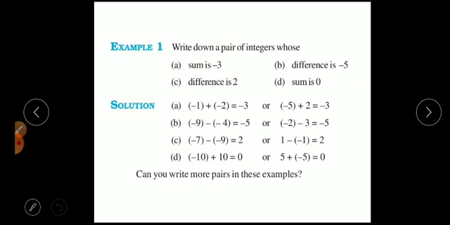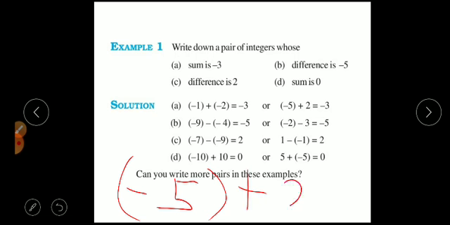Now write down a pair of integers whose sum is -3. आपको ऐसा पेयर बनाना है इंटीजर का जिसका सम क्या होना चाहिए, -3. अब हम क्या ले सकते हैं, -5 ले लो. This -5 is a negative integer. Now when the positive integer +2 is added to it, the result will be equal to -3. और क्या हो सकता है, -1 plus -2 will also be equal to -3. So this is an example of addition of negative integers.